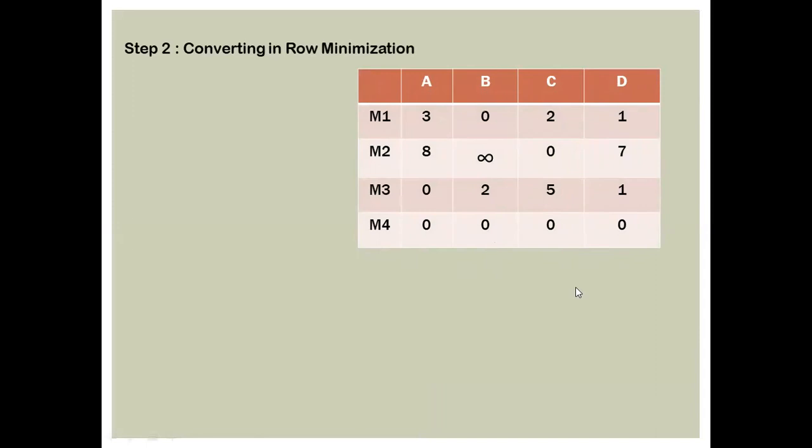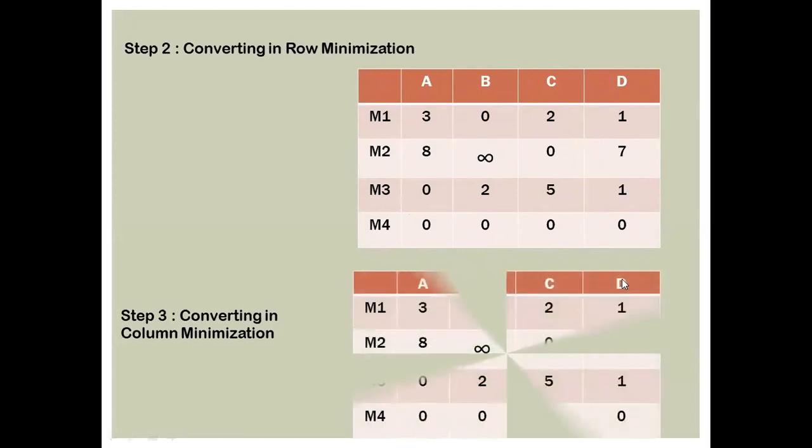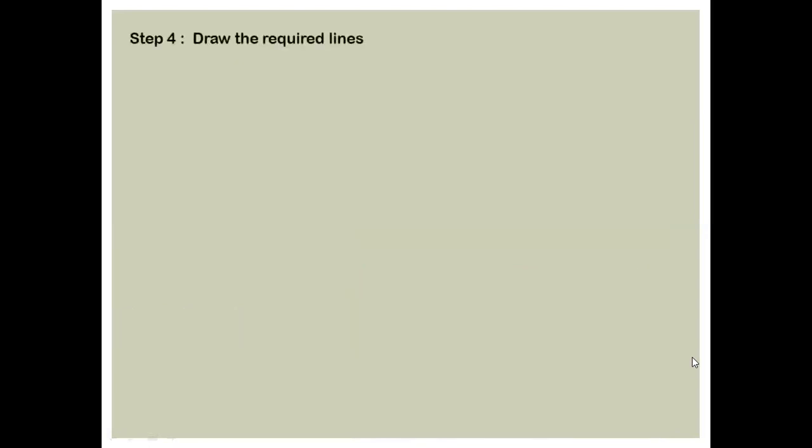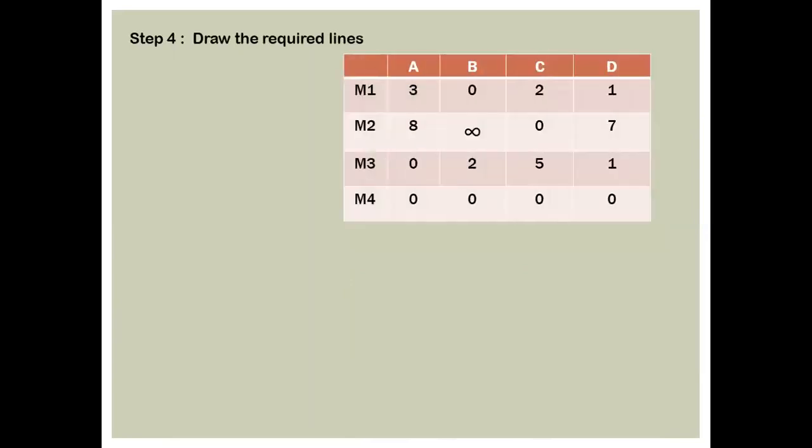After row minimization, the next step of the Hungarian method is column minimization. So from each column, you will highlight the minimum number as you can see. In every column, the minimum number is 0. So the matrix obtained after subtraction will look somewhat like this. So before moving forward and drawing the lines, let us check whether in each row and in each column, I have at least 1 zero. So the condition is satisfied. Now we'll be drawing the required lines.